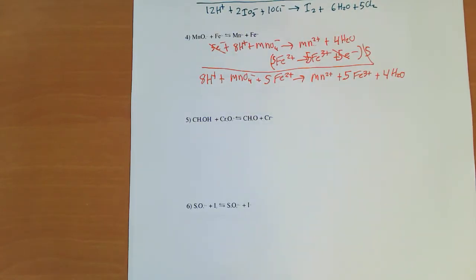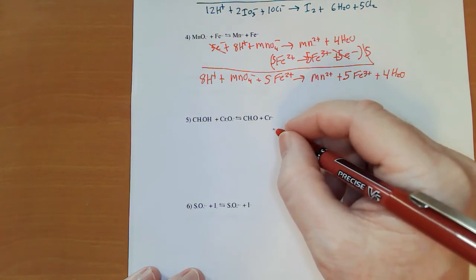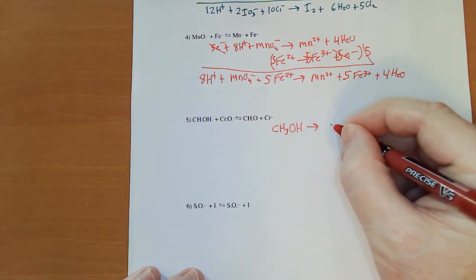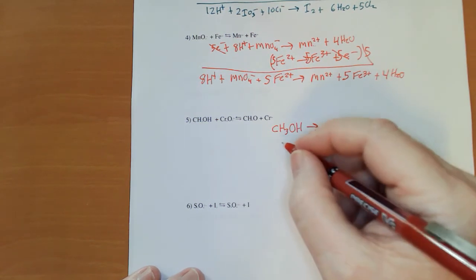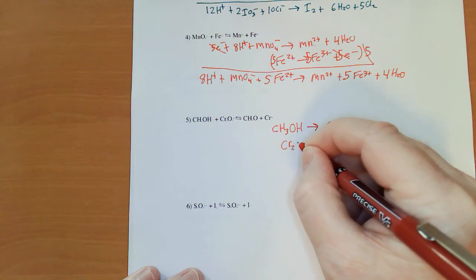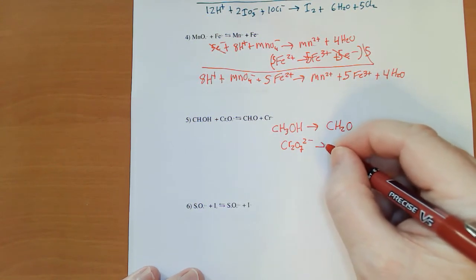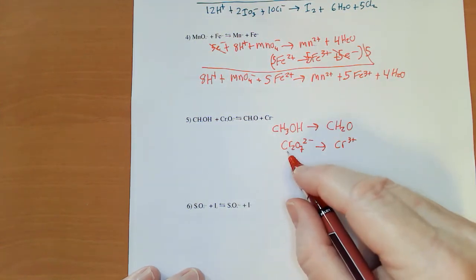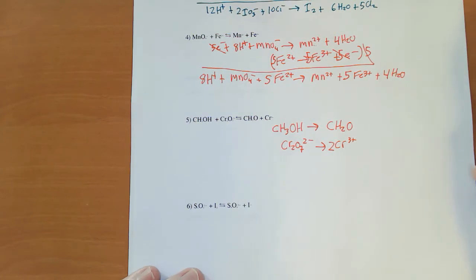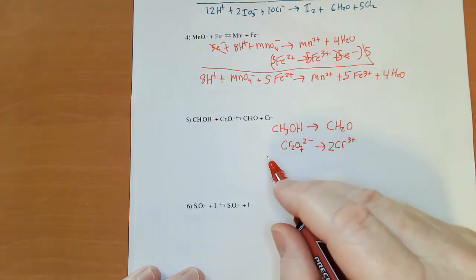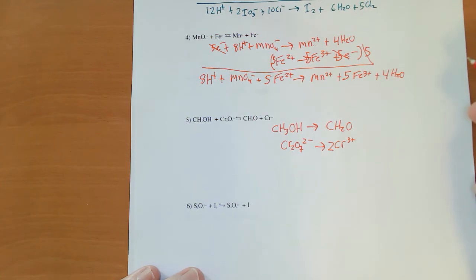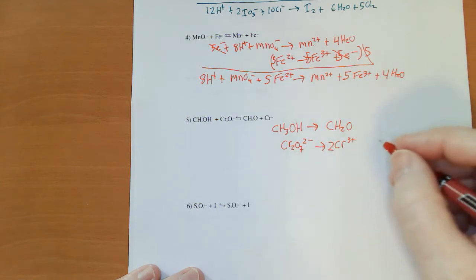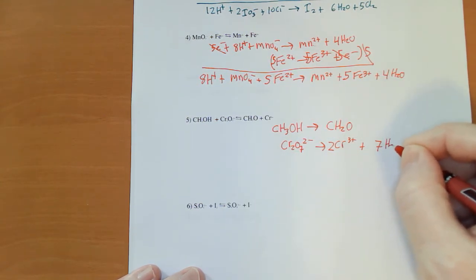Hope you did well on both of those. Now, in number 5, we have CH3OH to give us CH2O, and we have Cr2O7 2 minus, dichromate, to give me Cr3 plus. Since there are 2 chromiums here, I'm going to need 2 chromiums there. And 1 carbon, so we're good with that. Oxygens, 1 oxygen, 1 oxygen, we're good there. 7 oxygens means 7 waters.